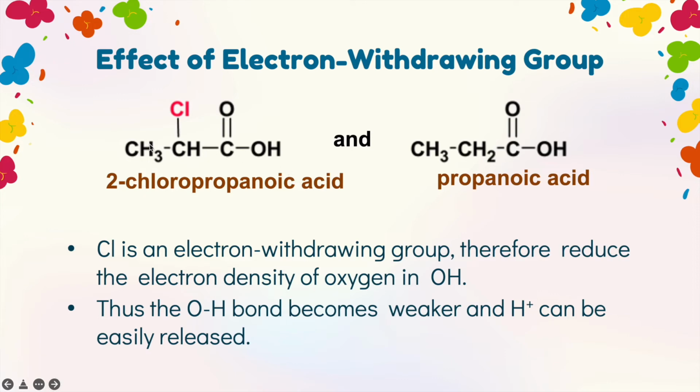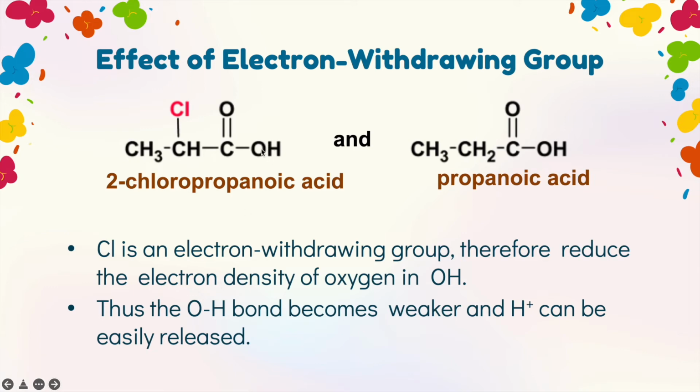Here we have 2-chloropropanoic acid and propanoic acid. The Cl here is an electron withdrawing group. It will attract the electrons from the OH and from the C double bond O, from these two, towards itself. Electrons will be attracted. So Cl is an electron withdrawing group. It will withdraw electrons, making this OH bond weaker.